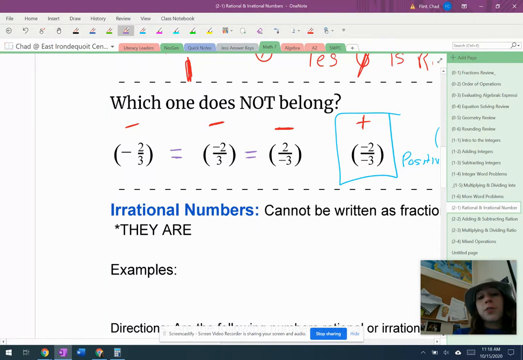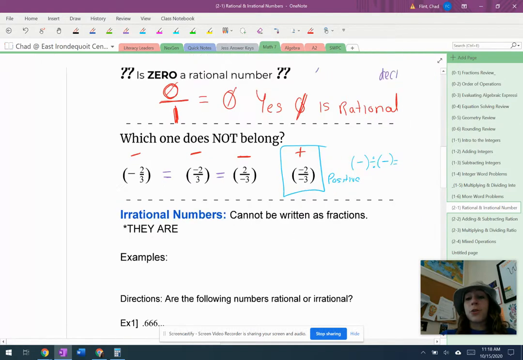So the moral of this story is that the negative sign can be out in front of the fraction like it is in the first choice, or it could be in the top like it is in the second one, or it can be in the bottom like the third, but it cannot be in both spots. That negative is only either in front, on the top, or on the bottom, not both, because that would turn it into a positive.